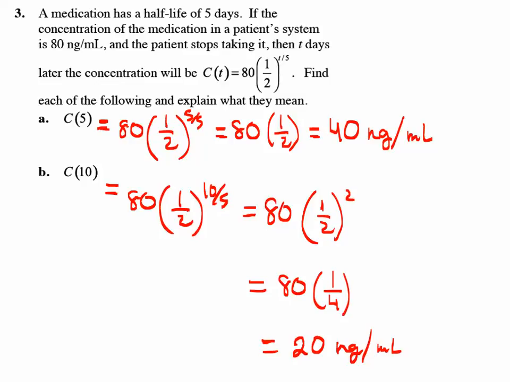So the shortcut way of doing it: if you write the units in here, then we all assume that we know what we're talking about. So we don't have to write the English sentence, but we want to make sure that we know what we're talking about. So after 10 days, there'll be a concentration of 20 nanograms of medication per milliliter of blood. Okay.